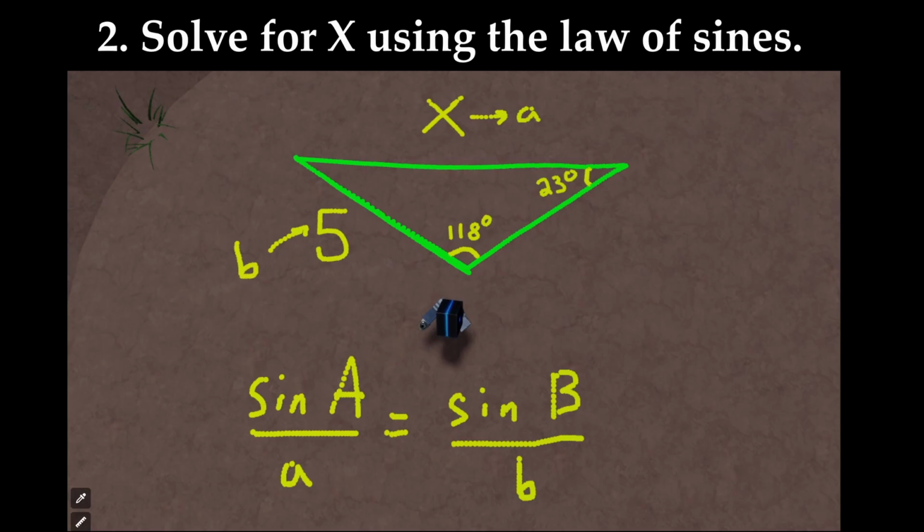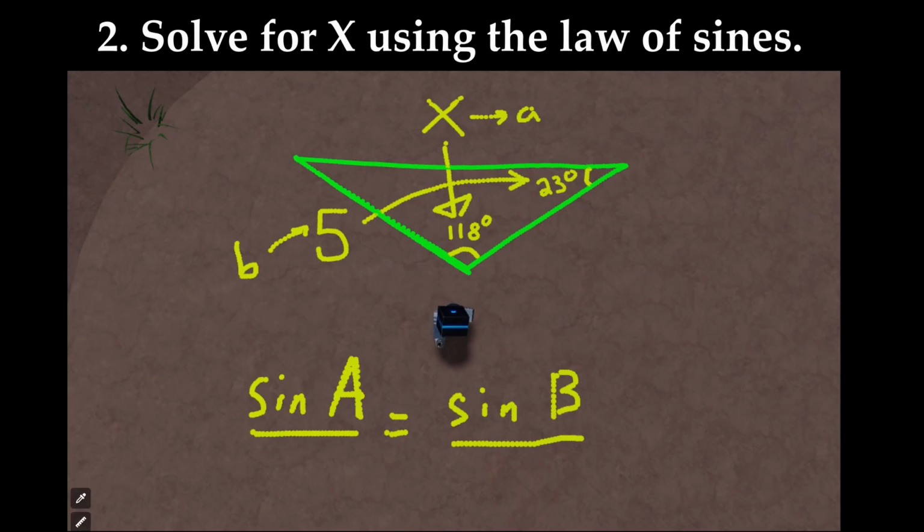And now for big A and big B, those are the angles that are opposite to those sides. So for this big A over here, that's going to be 118 degrees because that is opposite of side length x. And then for 5, if you look at the angle opposite to the side length of 5, what's that? It's 23 degrees. So now let me just fill in everything we know now.